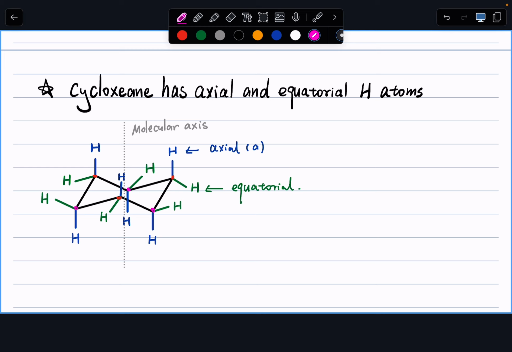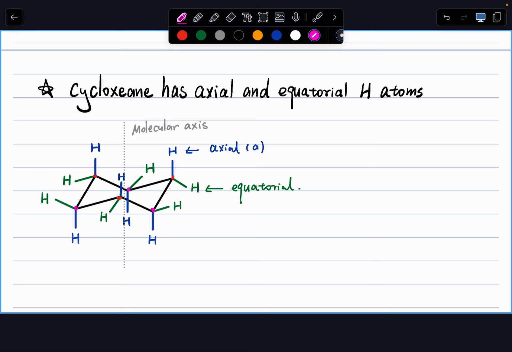So here, just like practice again, I'm drawing my axial and equatorial hydrogens. This one is coming down, coming up. I'm drawing all the axial hydrogens all at once, and then the equatorial hydrogens. For every carbon, you'll always have one up, one down, one up, one down.